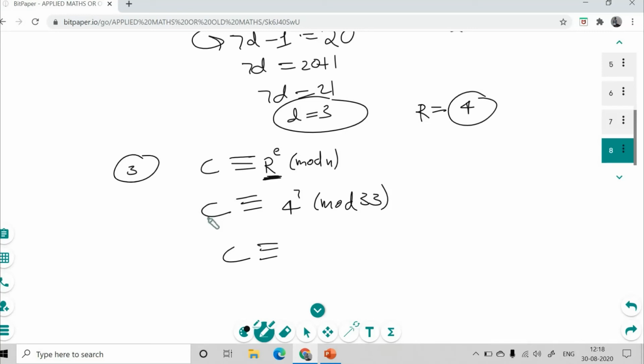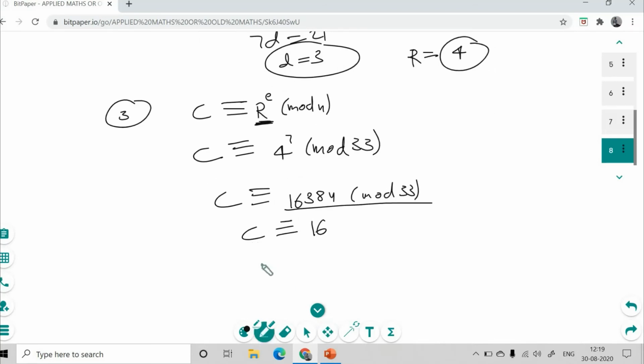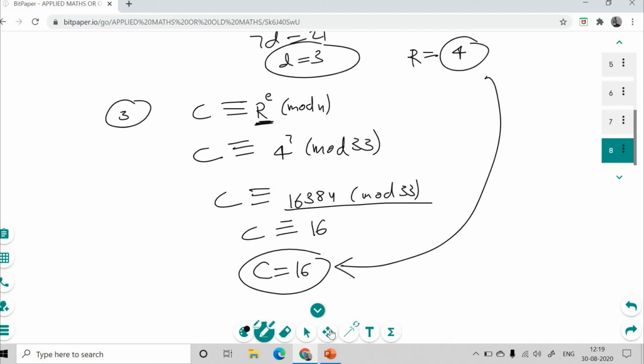Now C implies the code that we are encrypting into. We won't send 4, but we'll encrypt it to something else. Now 4 raised to power 7 is 16384 mod 33. That this is to be divided by 33 and we will get a remainder. I told you in modular exponentiation, the remainder will be 16. So the value for C is 16, that we have encrypted 4 to 16.